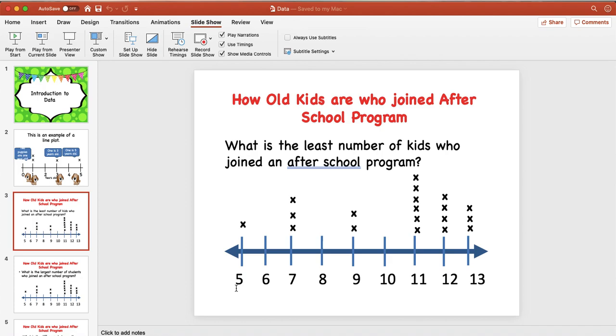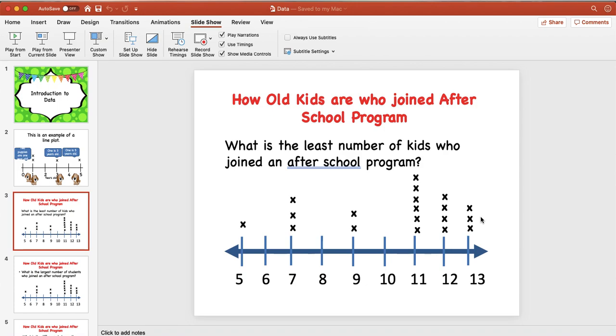So we have the ages down here from 5 to 13, and the X's represent the students that are that age. For example, we're just going to read through this so that we have a better understanding. 1 student is 5 years old, 0 are 6 years old, 3 are 7 years old, 0 are 8 years old, 2 are 9 years old, 0 are 10 years old. We have 1, 2, 3, 4, 5, 6. 6 are 11 years old, 4 are 12 years old, and 3 are 13 years old. That's how we would read our line plot here.